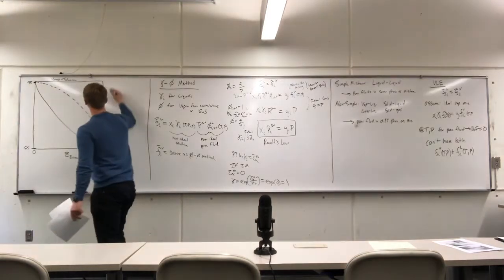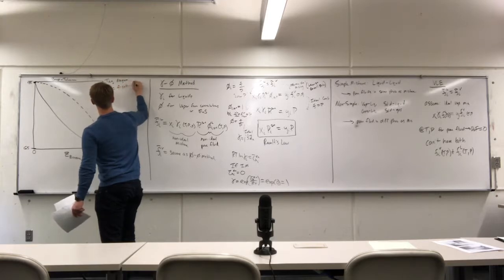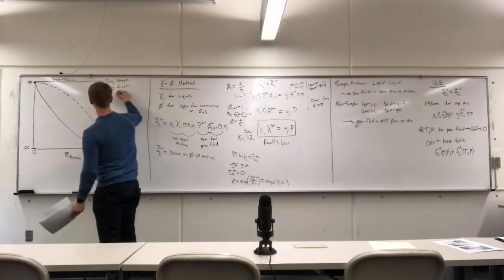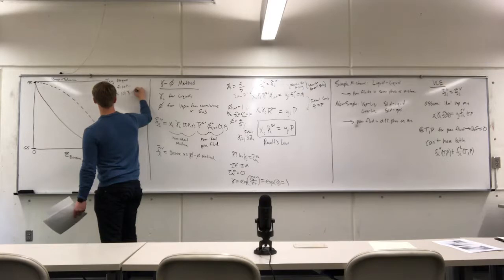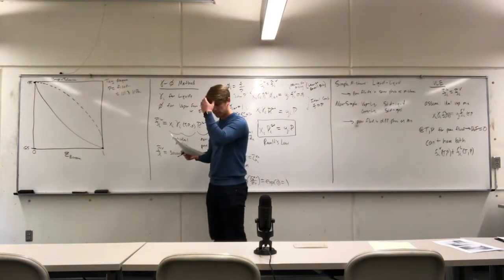Okay, this is a TXY diagram, which means that our pressure is fixed, and for this particular one here, I think I just fixed it at 101 kilopascals or 1 atmosphere, just to make it a little bit more simple.